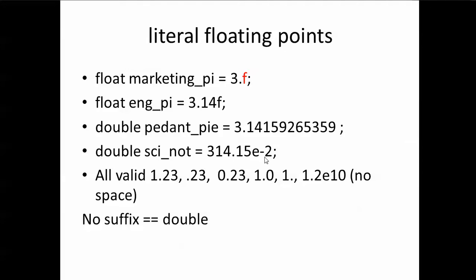Floats and doubles also support scientific notation, so you can use an E and -2. So this ends up being 3.14 because it's times 10 to the -2. So these are all valid forms of specifying a double. 1.23, you don't need the leading 0, you can just say .23, and you should avoid leading zeros. But in the case of a double, it works because there is no such thing as an octal double constant. 1.0, 1. works, 1.2e10. No spaces in here. All right.